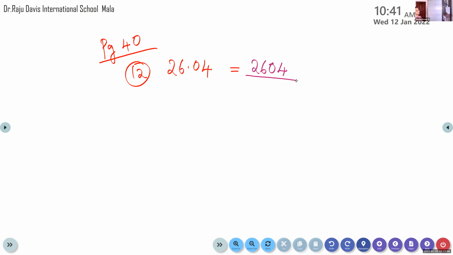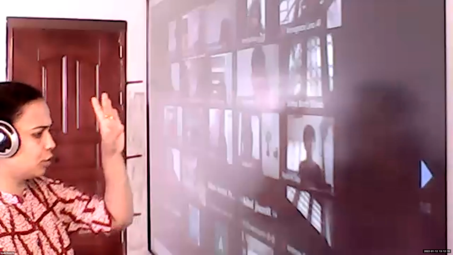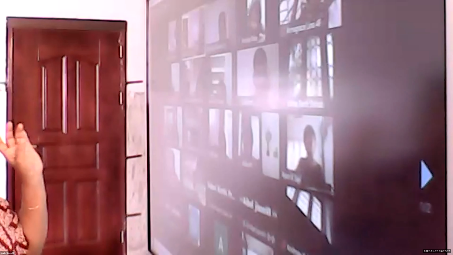Divided by 100. How did you get 100? We will count the decimal places. There are two decimals. Okay, only one person is allowed to talk now. Who can tell the steps clearly?